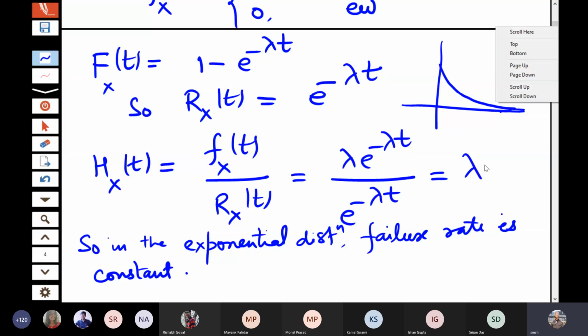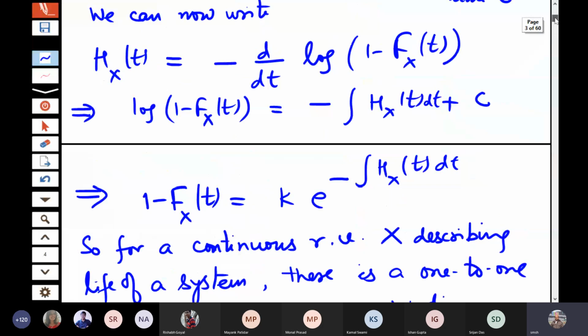Now you can look at the reverse also, that suppose the failure rate constant is given here, lambda, and if you substitute here, what you will get? E to the power minus lambda t, because the integral of h(t) will give me lambda t here, so it will become e to the power minus lambda t. So that is the reliability of the exponential distribution. So you will get the PDF as lambda e to the power minus lambda t. So given the constant failure rate, you will get exponential distribution, and for the exponential distribution, you have a constant failure rate.